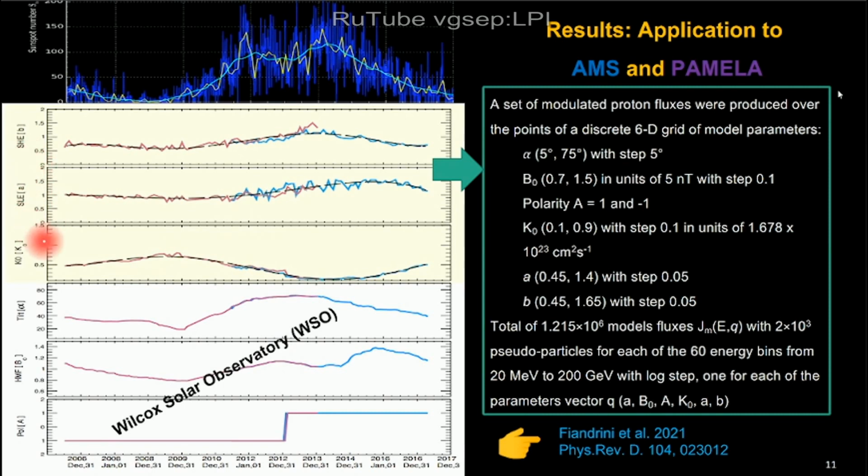Here are our three parameters, and three other parameters came from the observations: tilt angle, magnetic field, and polarities, and how they evolved in time. These three came from solar observations. But for the three that I told you, the K0, A, and B indices, for each month from 2005 to 2017, which covers AMS and Pamela, we can find these values. So we can find the propagation time in each time unit.